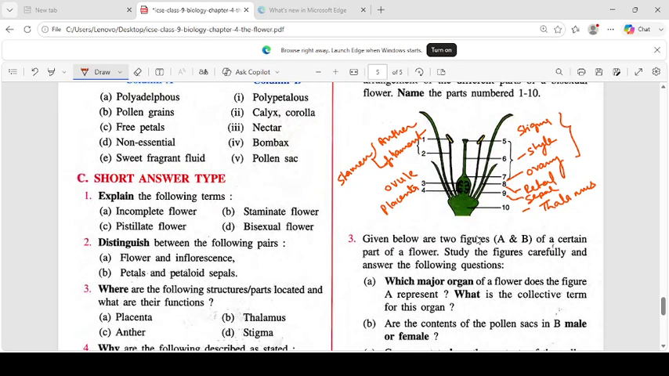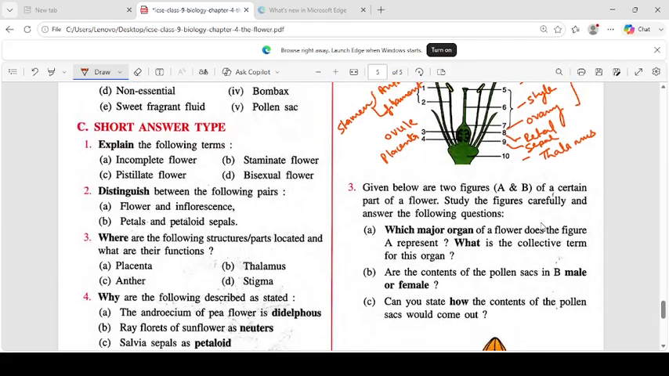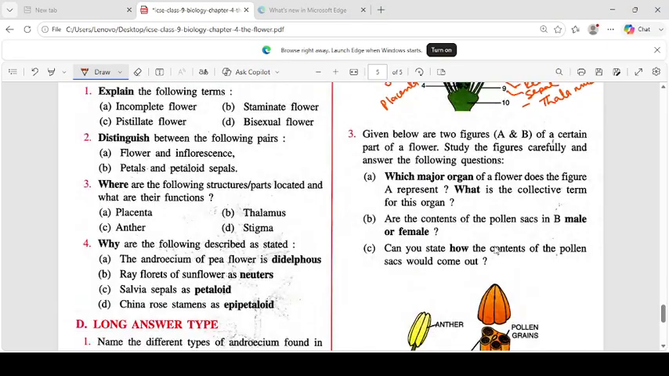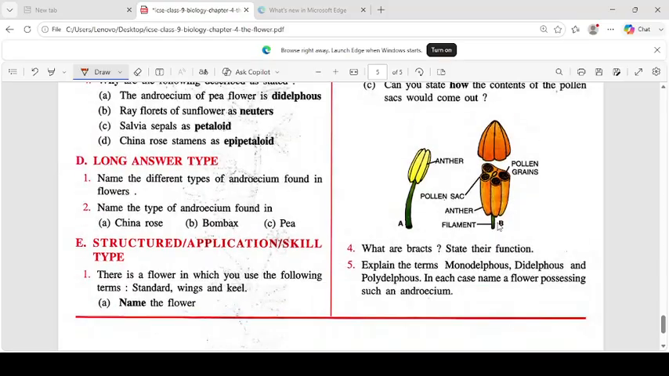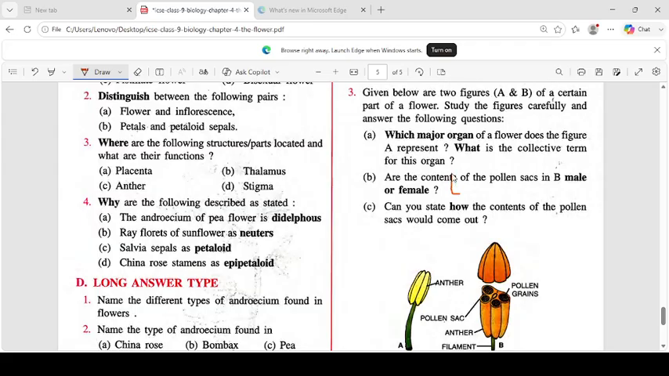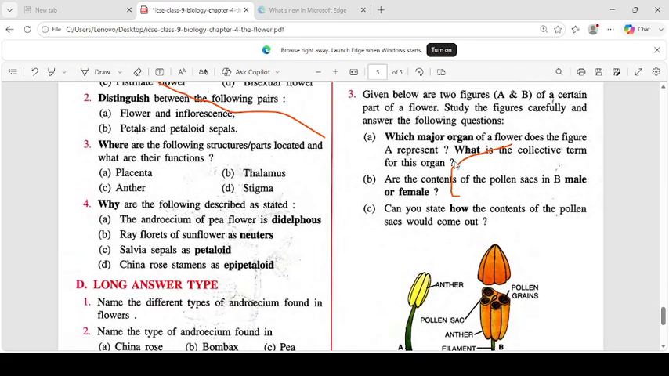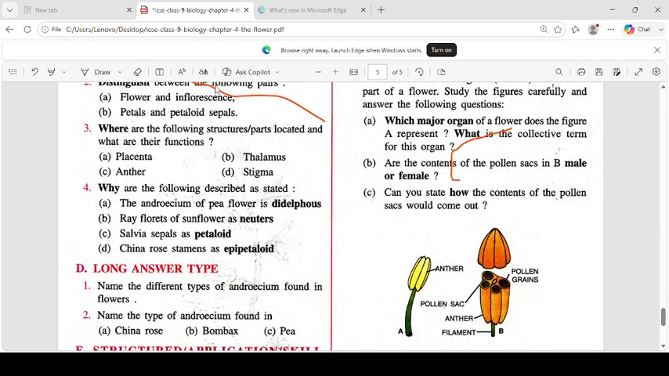ICSE exam diagram based questions are asked. So if you identify them wrong, the next question where they ask the function will automatically be wrong. So you should be very careful while you are solving it. Now another diagram is given here. They are asking what it is. In this diagram, the major organ which is shown over here is called the anther or stamens.